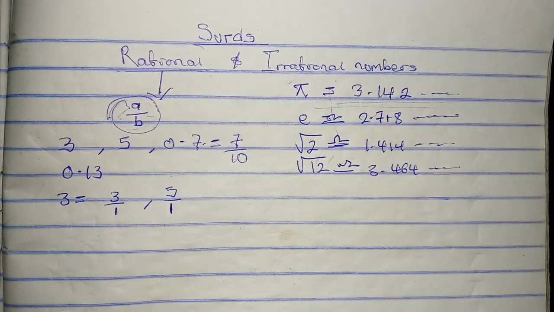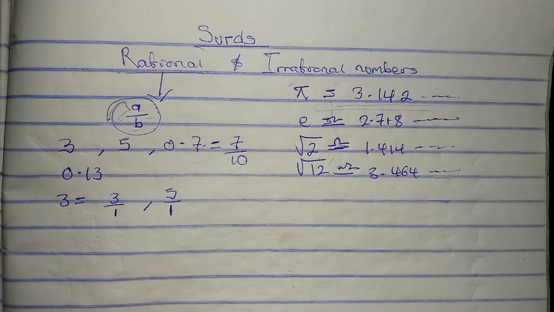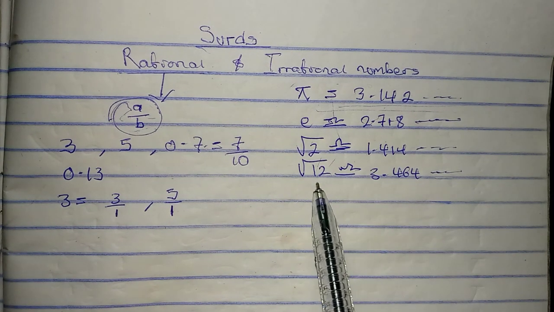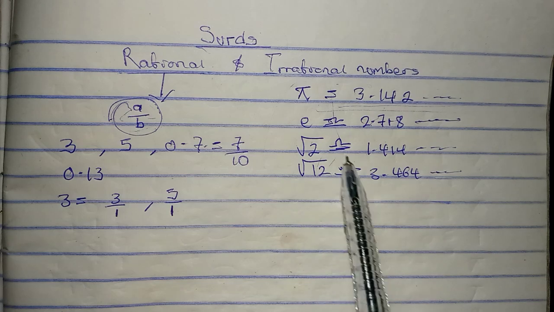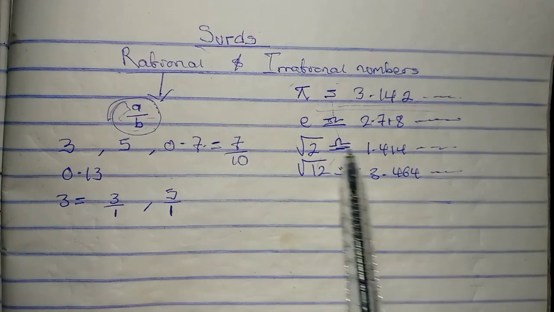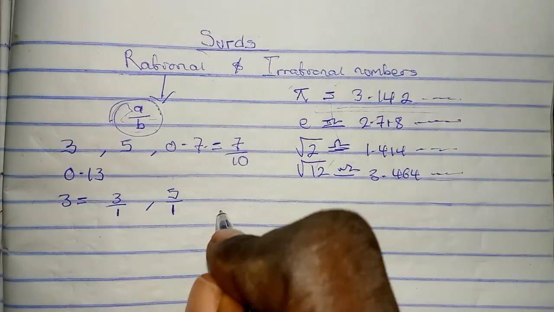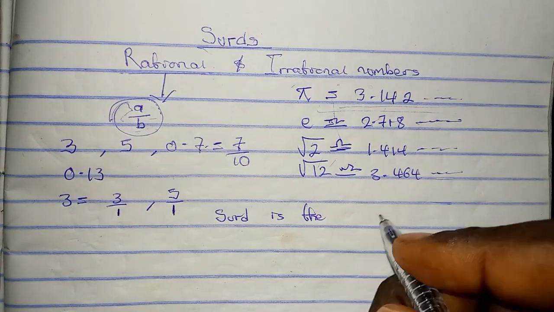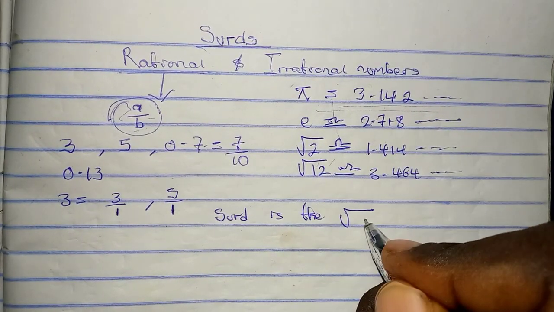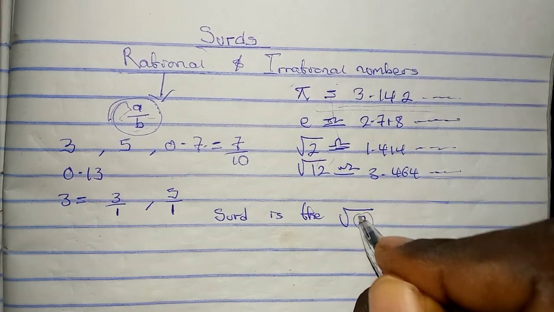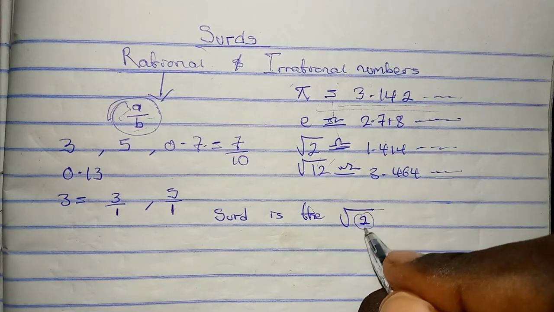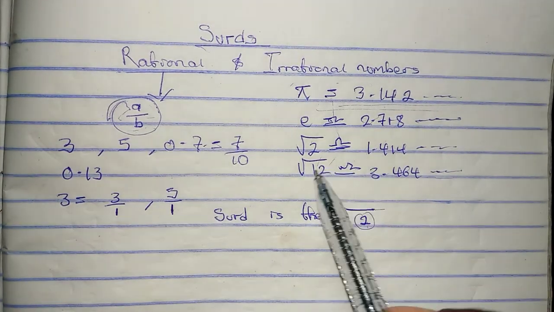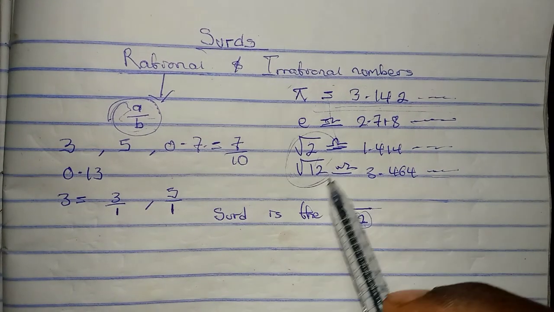They have no end. And so we can now agree that SURDs are irrational numbers given in this above form. So we can say that SURD is the root of rational numbers. Don't forget 2 is a rational number. So the root of a rational number is a SURD, or an irrational number given in this above form.